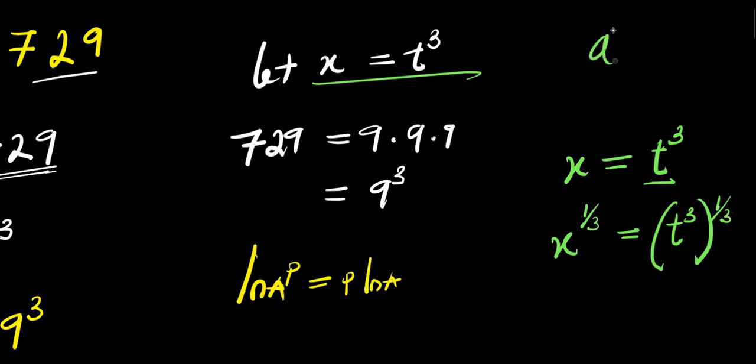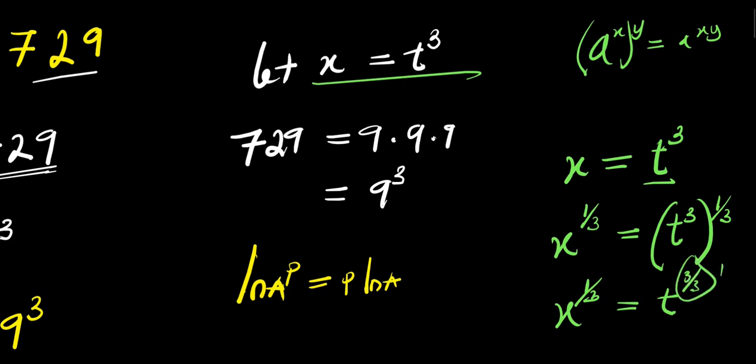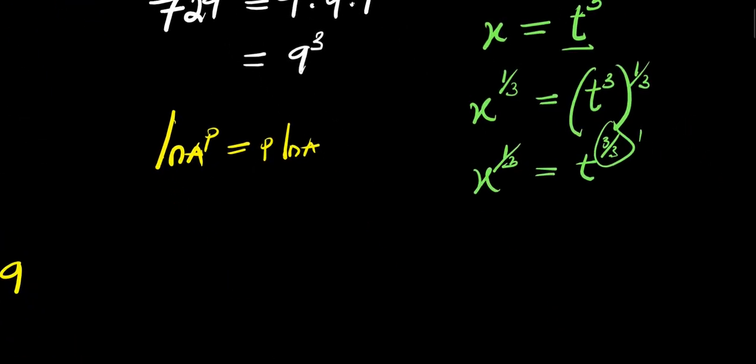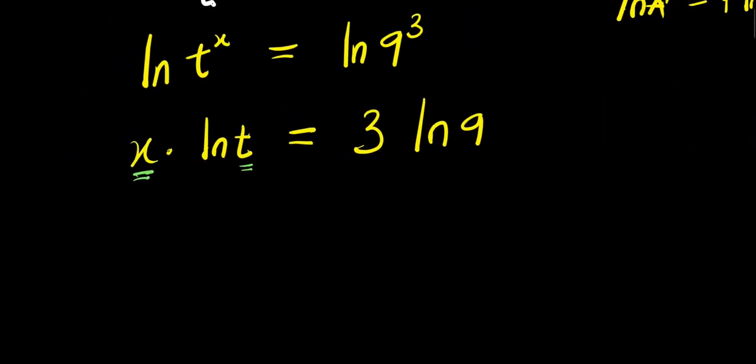If you have a power x to the power of y, this equals a power x times y. So x power 1 over 3 equals t power 3 times 1, that is 3 over 3. This divided, so we have 1. x power 1 over 3 equals t. So t equals x power 1 over 3.